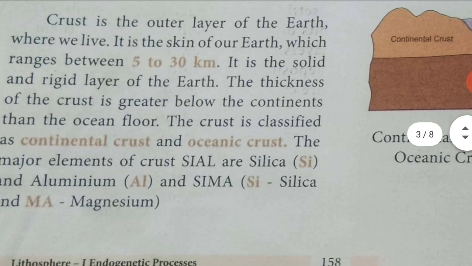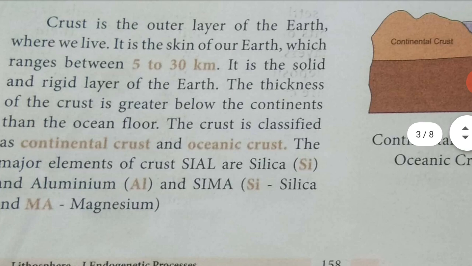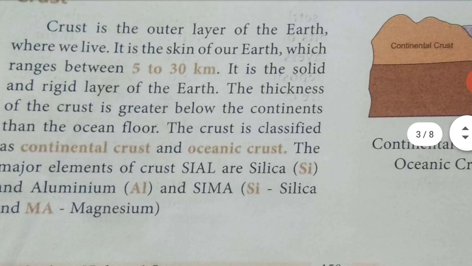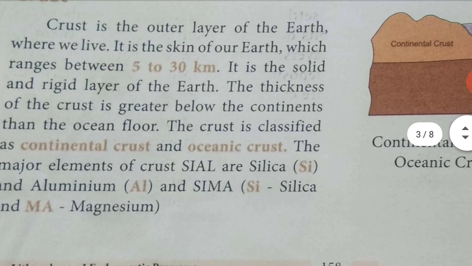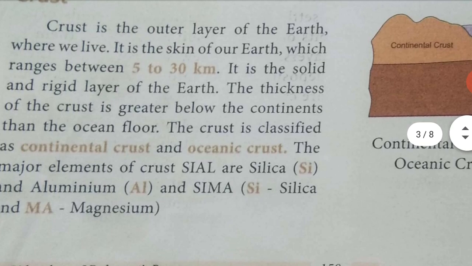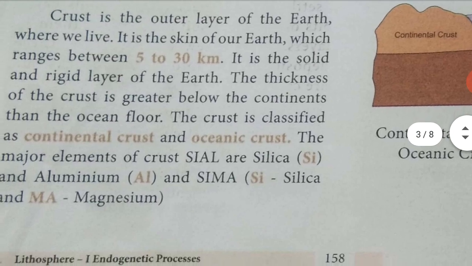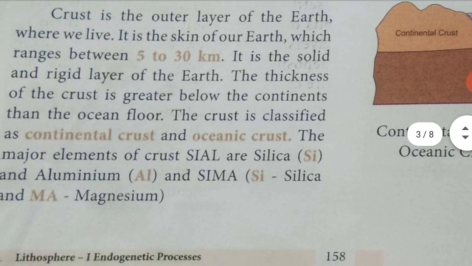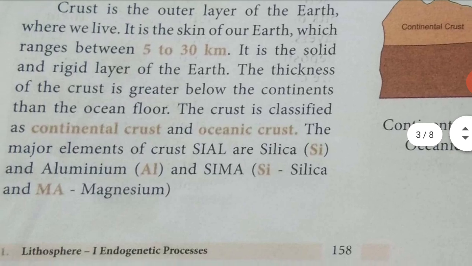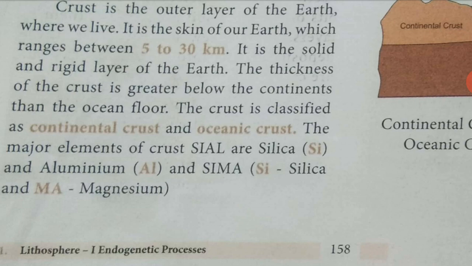What is the form of the crust? It is the solid and rigid layer of the earth. Solid means very hard. Rigid means not able to change. The thickness of the crust is greater below the continents than the ocean floor. Continental crust is very hard, but oceanic crust is not. Comparatively, the oceanic crust is lighter in weight.